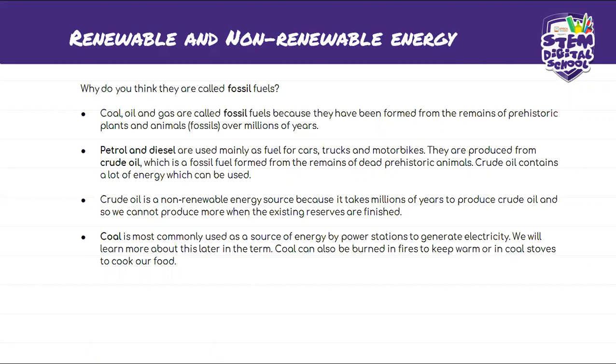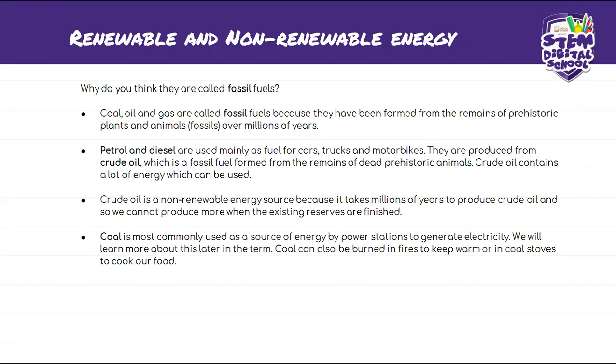For example, millions of years ago, dead plants and animals got laid under, and as a result of energy changes and pressure, these dead plants and animals converted into fossil fuels, which we are using today. So they are the dead remains of prehistoric plants and animals. These ones are fossils over millions of years. Now, petrol and diesel are used mainly as what?